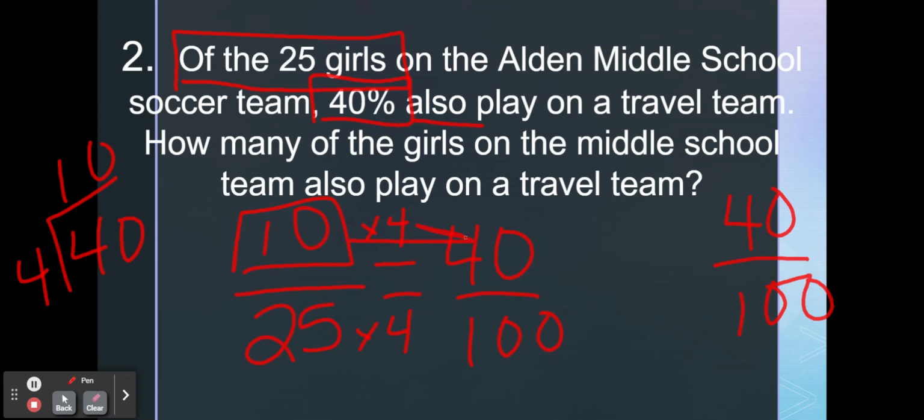It goes with the 40. So that means 10 is 40%, which means, since we're answering this question, you can write 10 girls play on the travel team. I'm not going to write the whole thing because I don't have a lot of space. So you write the whole thing though. 10 girls play on the travel team.